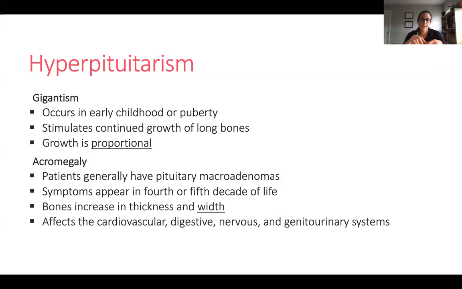With acromegaly, that usually happens when the patient has macroadenomas, which is the tumor in the pituitary gland, compressing it in that region. This happens much later on in life, and because the patient is usually already grown, they're not still growing like in gigantism, so the growth is not going to be proportional. The bones, instead of growing long, are going to grow wider, and it can affect their organs. So their heart can be enlarged, and it'll affect their digestive system, nervous system, and genitourinary systems.